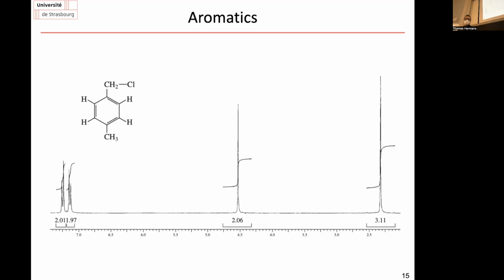Okay, let's look at an example. So we have an aromatic group here. We have a chlorine here, which will be electron withdrawing, and a methyl group here. So what do you guys think? Let's first look at the integrals, right? So the integral is this number that is under the peak. So already from the integrals, it will be easy. Yeah, so the most upfield, and the integral is 3.